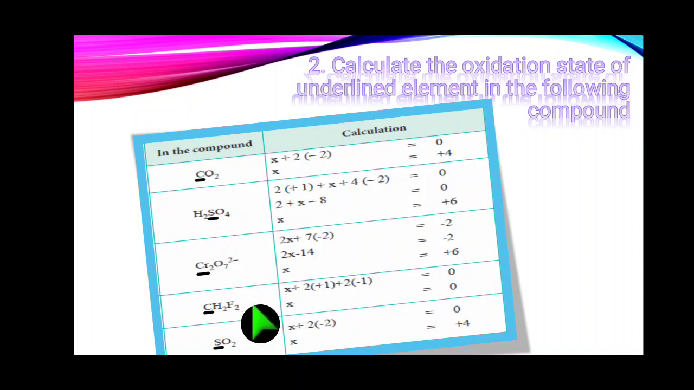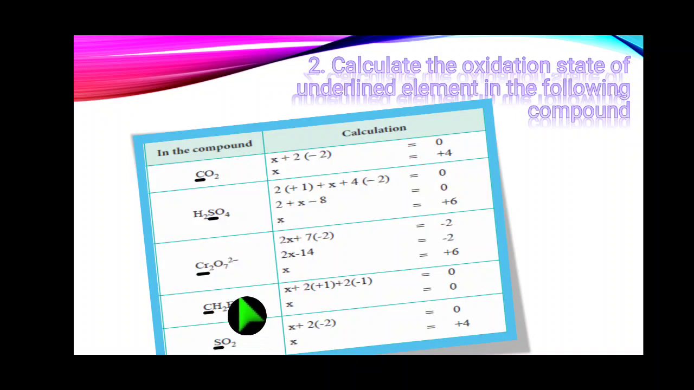Okay, similarly, difluoromethane. What's the formula? CH4. The 2 hydrogens are replaced by 2 fluorines, that's why it is called difluoromethane. So carbon we don't know, we are going to find, so X plus 2 into plus 1 for hydrogen oxidation state, plus 2 into minus 1 for fluorine, equal to 0. So plus 2 minus 2 both cancel, so x equals 0, the carbon oxidation state is 0.